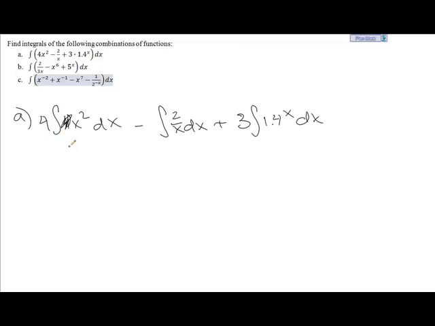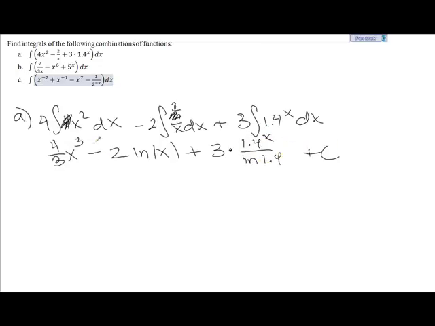So this is a power function, so we're going to add 1 to the exponent and divide the coefficient by the new exponent. Minus, well, I'm going to factor out a 2 here because I see that this looks like a natural log, so minus 2 times the natural log of x. Plus, now this is an exponential function, so I'm going to do 1.4 to the x over the natural log of 1.4, and I'll add an arbitrary constant.